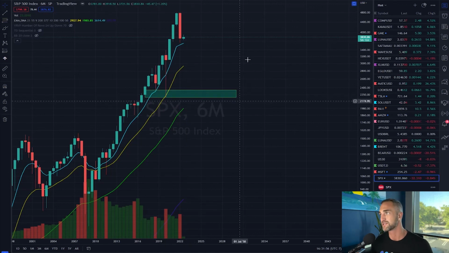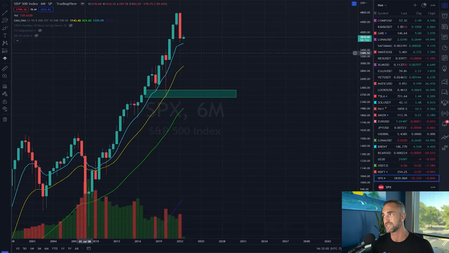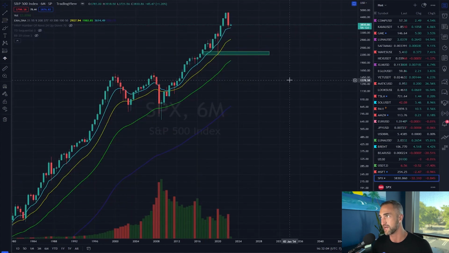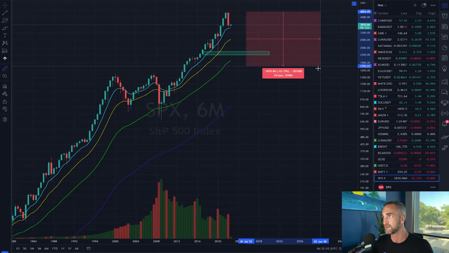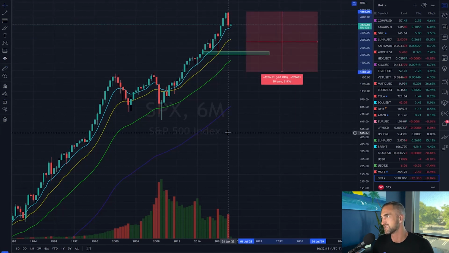Do I think it's reasonable that we come down to this little blue box, this little green box of peace and prosperity or death and despair? If we break below there, well, yeah, you're looking at a nice retracement from the all-time high. Do I think that? 67%.